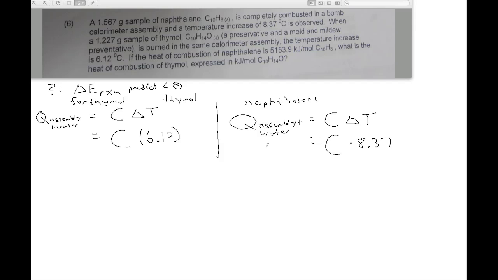5,153.9 is equal to C.8 times 8.37. What would be the units for this number? Kilojoules per mole. What are supposed to be the units for Q in this equation? Kilojoules. That means that there's a mistake there. I think we've seen that on some previous problems. You can't plug in kilojoules per mole for Q, because remember there's no moles on the right-hand side.